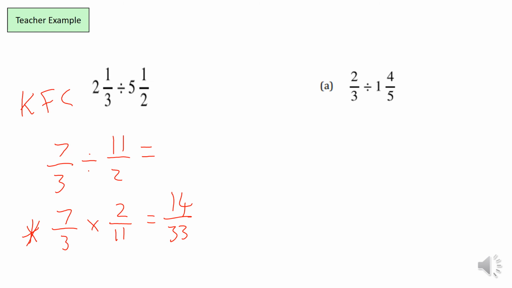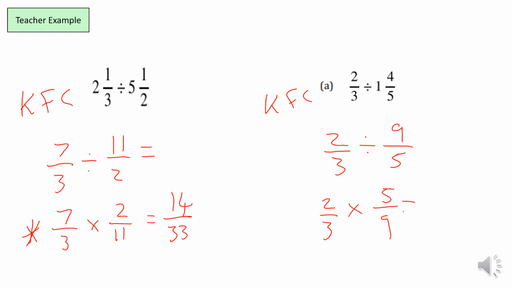Okay, so we don't need to change the first fraction, but the second one we need to convert it to an improper fraction. So I will end up with 9 over 5, and again we would have used our KFC, which means we keep our first fraction, we flip our second fraction, we'll change the sign from a divide to a times. 2 multiplied by 5 gives me 10, and 3 multiplied by 9 gives me 27. Can I simplify that any further? No, I can't, so my answer is 10 over 27.